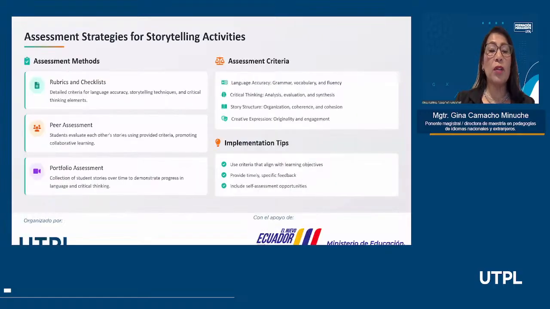Here we have some kind of assessments we can use in order to evaluate our students through storytelling. For example, rubrics and checklists. Detailed criteria for language accuracy, storytelling techniques, and critical thinking elements. If you want your students to do something with a story, you also have to create a rubric to socialize it with them first. So they keep in mind what are your expectations.